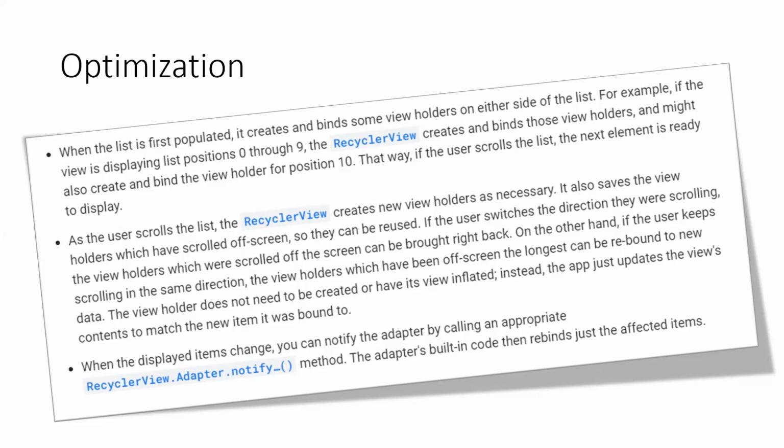On the other hand, if the user keeps scrolling in the same direction, the view holders which have been off the longest can be rebound to the new data. The view holder does not need to be created or have its view inflated. Instead, the app just updates the view's contents to match the new item it was bound to. And if the display items change, you can notify the adapter by calling the appropriate method. There are sequences of methods which start with notify. The adapter's built-in code then rebinds just the affected items.